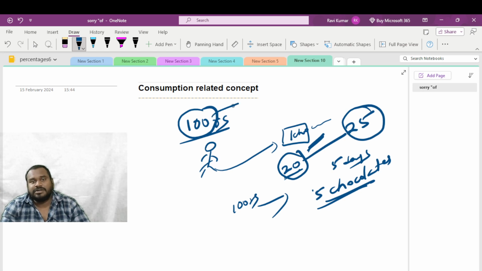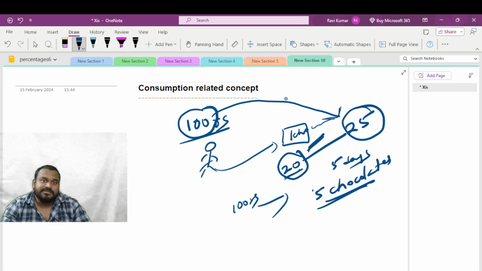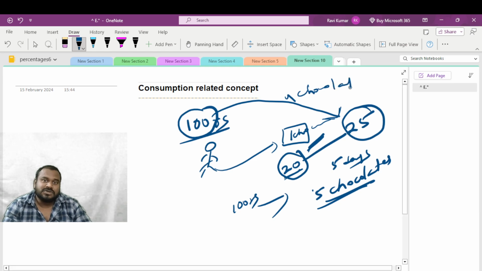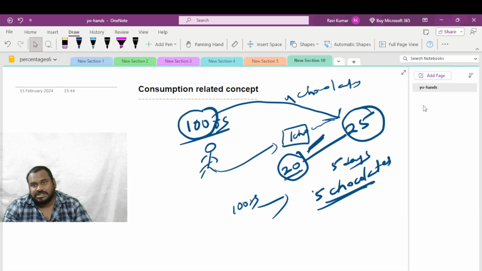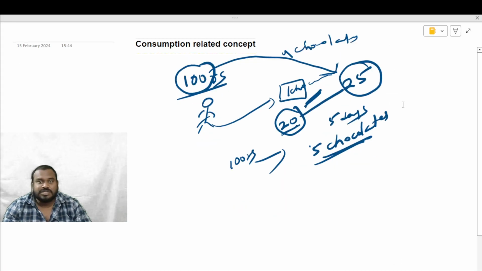Then what can he do? The chocolate rate is increased. Can he buy 5 chocolates? No. He can buy only 4 chocolates. 4 chocolates means what is happening? Consumption is reduced. Consumption means what? Consumption is nothing but eating. He is not able to eat 5 chocolates. He can eat only 4 chocolates.